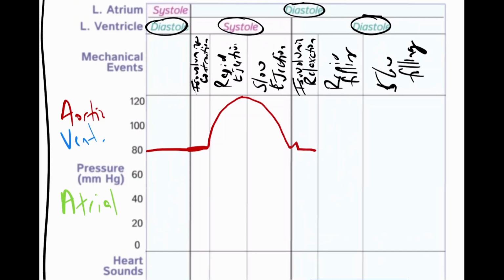Okay. And we kind of just hang out there for the rest of the time. Okay, so that is the aortic pressure. Let's do atrial pressure now. What are the atrial pressures normally hanging out at? 10. Very, very, very low.